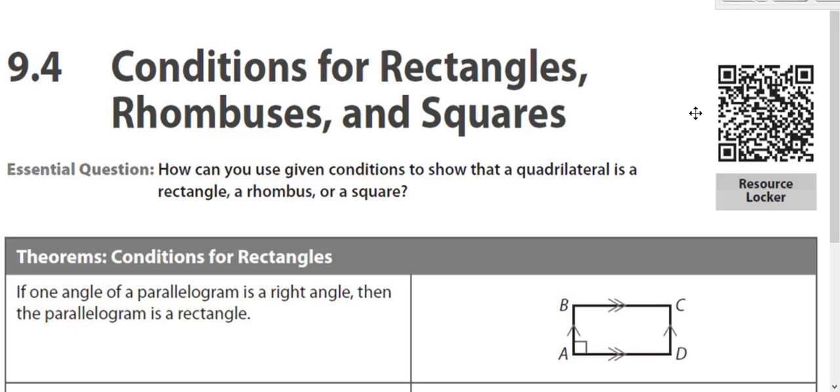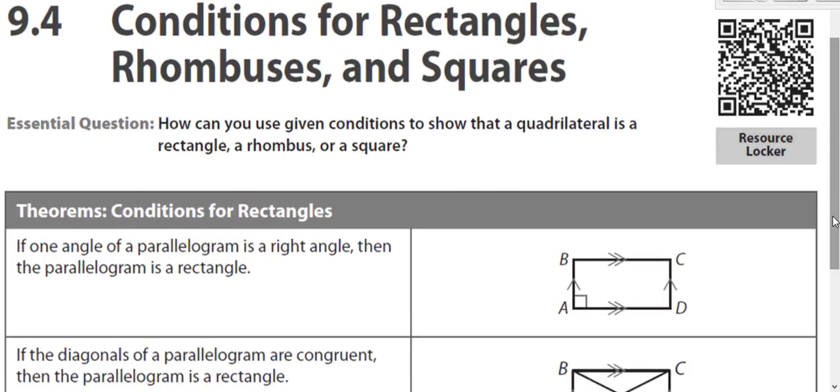For this lesson, we're looking at when a parallelogram will be a rectangle, rhombus, or square. So what sort of properties must it have to make sure that it's a rectangle, a rhombus, or a square?